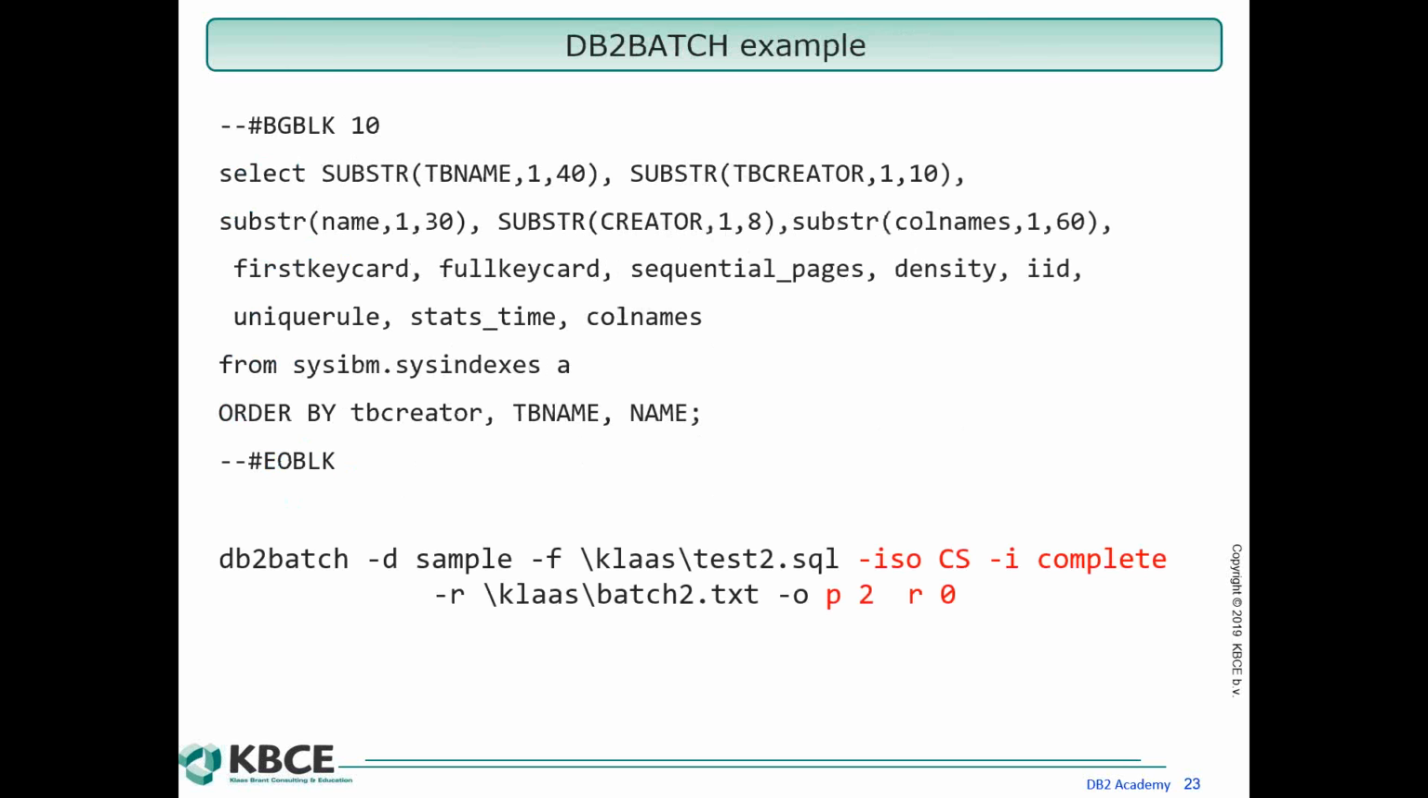So this is what the input, for instance, looks like. And then at the bottom, I put the DB2 batch here, DB2 batch for database sample. This is the input file: isolation, cursor level, cursor stability, complete information. This should be the output file, and this is the extra parameters for getting the application snapshots.